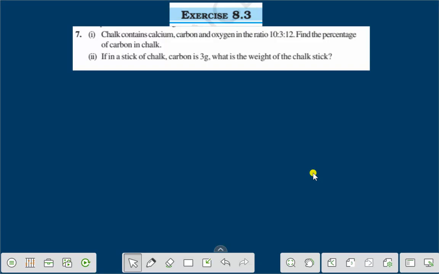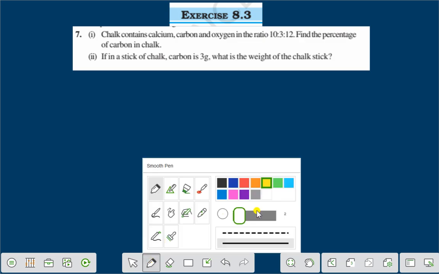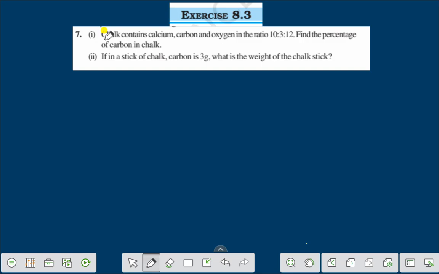Hello everyone. Today we shall discuss exercise 8.3 question number 7. Question number 7 is: chalk contains calcium, carbon and oxygen in the ratio of 10:3:12. Find the percentage of carbon in the chalk. Let us find.